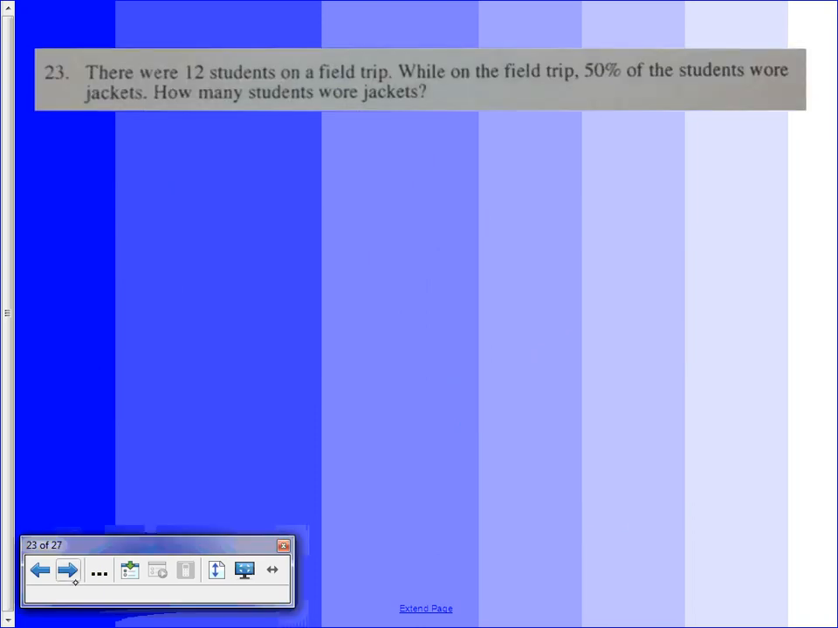There are 12 students on a field trip. While on the field trip, 50% of the students wore jackets. How many of them wore jackets? Okay, remember this can be a fraction or a decimal. Whole, part. There are 12 students on the field trip, so that sounds like all the kids that are on the field trip. While on the field trip, 50% of the students wore jackets. 50%, if I have to change it to a decimal, would be 0.50. How many of them wore jackets? Well, what's 0.50 times 12?